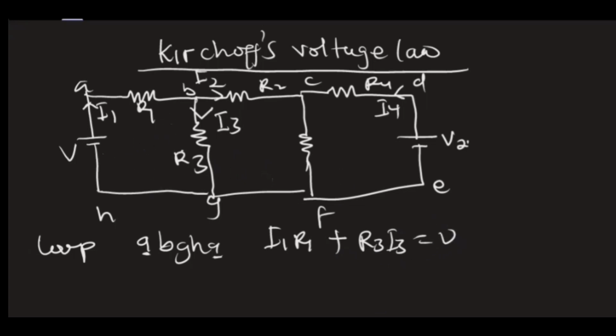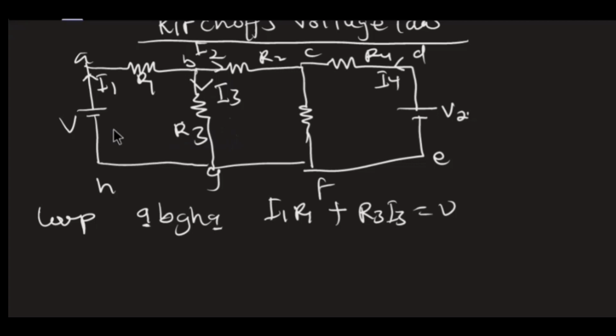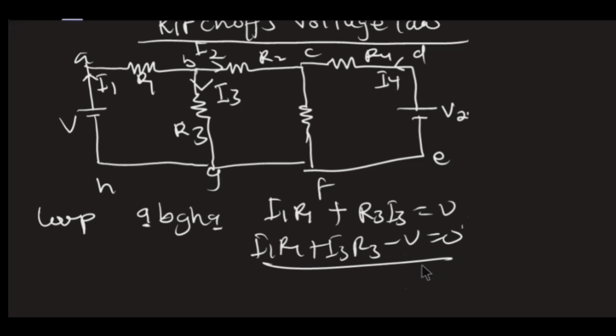And that is the law. It's saying that when you sum the voltage drops, it should equal the total voltage. Now, or you can say I1 R1 plus I3 R3 minus V equals 0. And that is the algebraic sum.